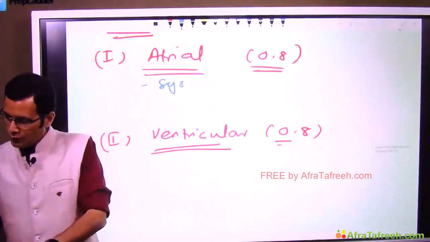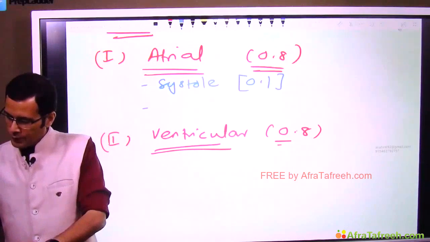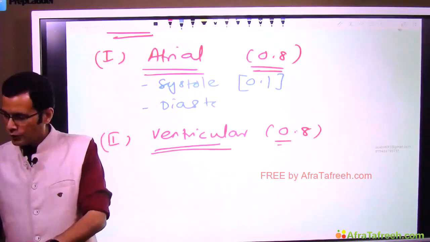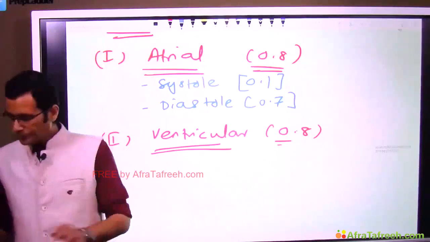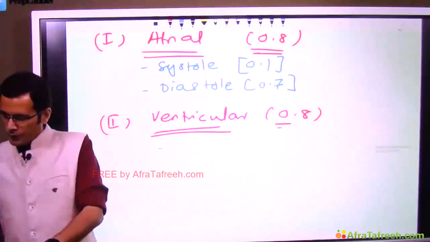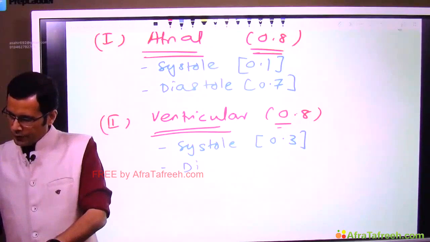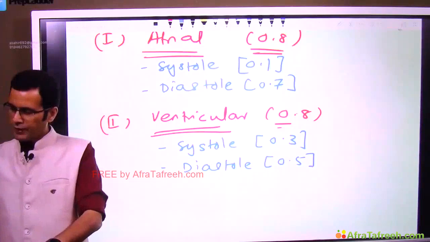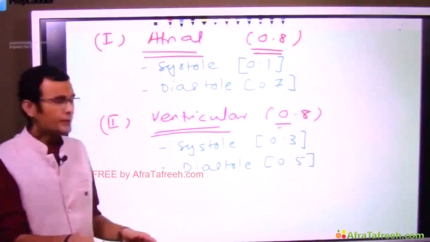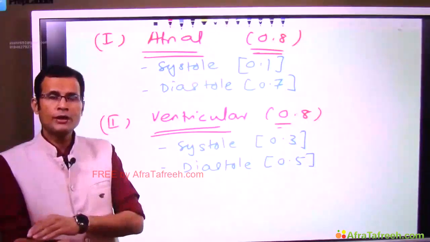Atrial systole, 0.1 second, atrial diastole for the remaining 0.7 seconds. Then ventricular systole, 0.3 seconds, ventricular diastole, 0.5 seconds. So we basically have four events: atrial systole, atrial diastole, ventricular systole, ventricular diastole.